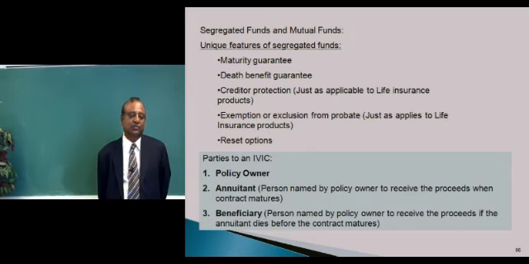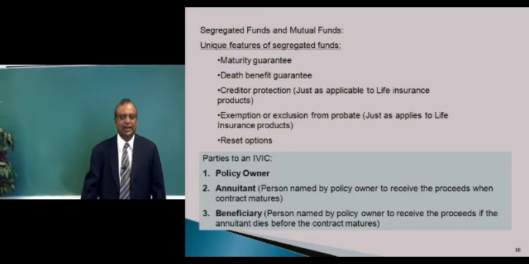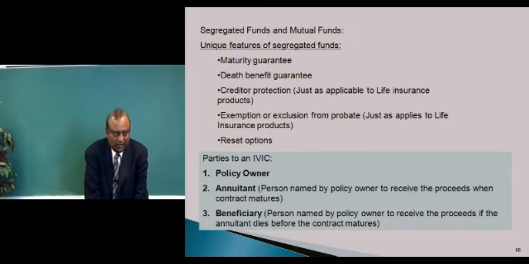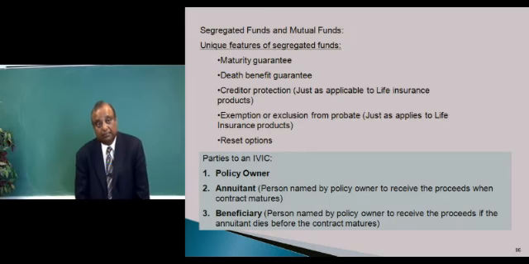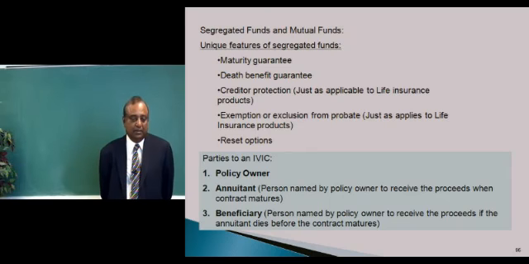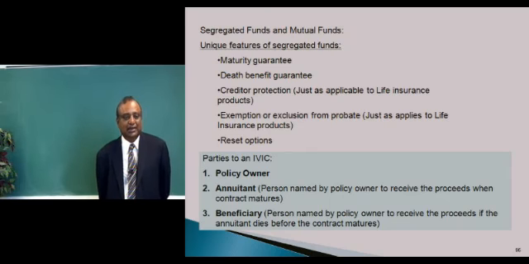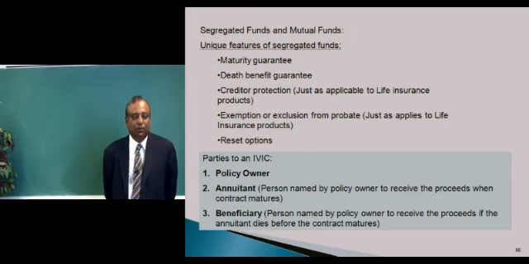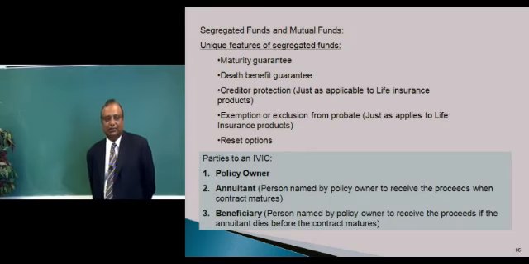So there can be a policy owner, an annuitant, and a beneficiary. In most cases, the policy owner and annuitant may be the same person. For example, I can invest in a seg fund and name myself as the annuitant. So if I'm alive at the end of 10 years, I get the money. Or I can be the policy owner and name my wife as the annuitant. So if my wife is alive at the end of 10 years, she receives the money. I can also name a beneficiary. Say I name my son as the beneficiary. It means if my wife dies before the 10 years are over, my son receives the money.